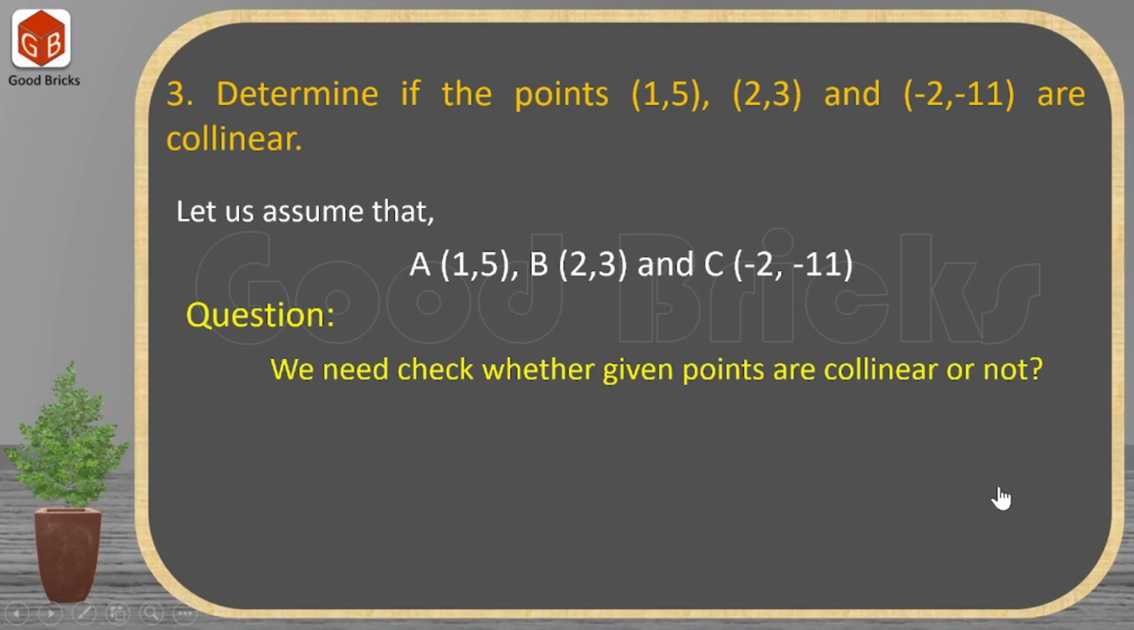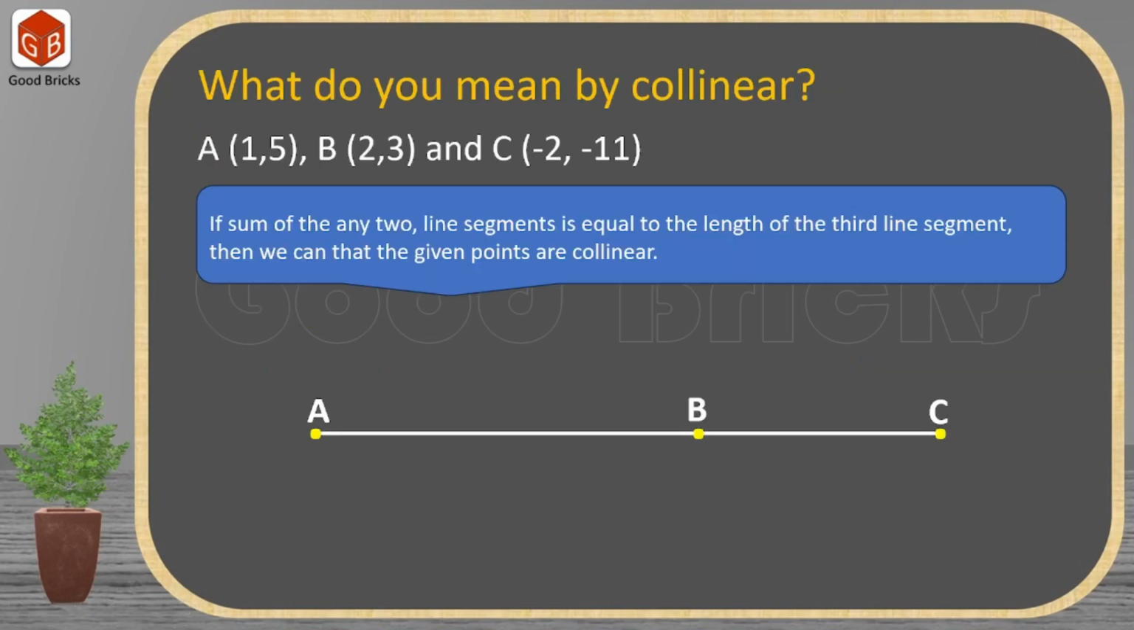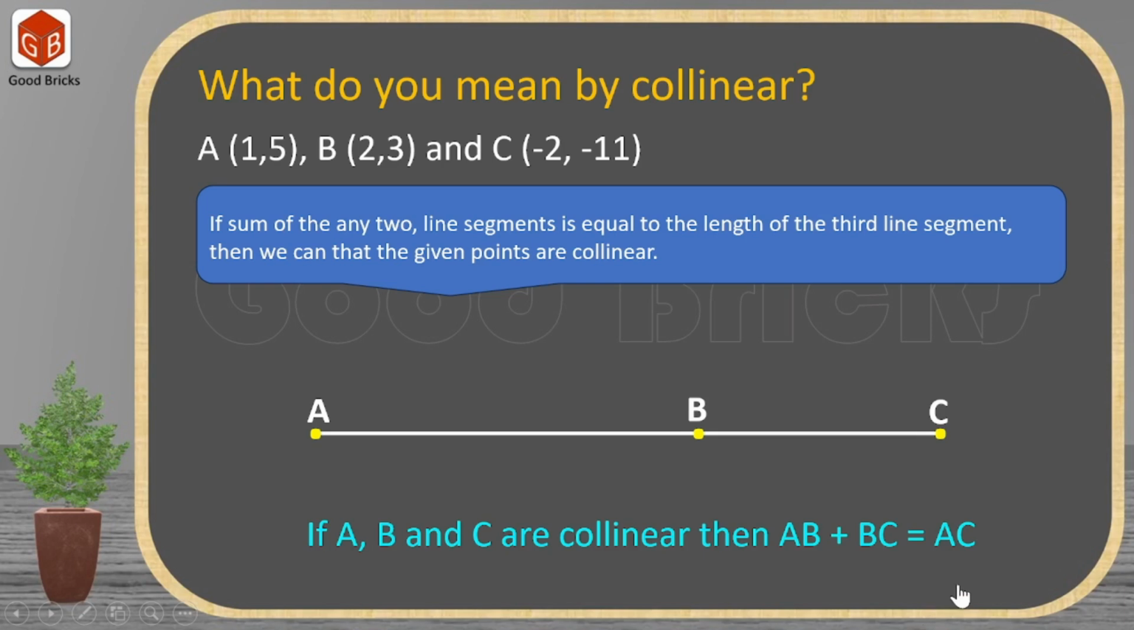Now you might be having a doubt, what do you mean by collinear? It's okay. See here, if points A, B, C are collinear, meaning lying on the same line, then they should obey the condition AB plus BC is equal to AC. AB plus BC should be equal to AC. If this condition is true, then we can say these 3 points A, B, C are collinear. If AB plus BC is not equal to AC, then we can say these 3 points are not collinear.